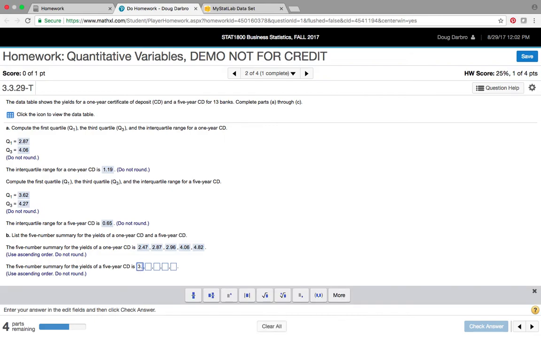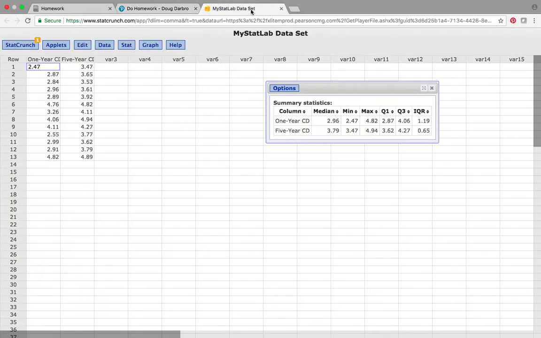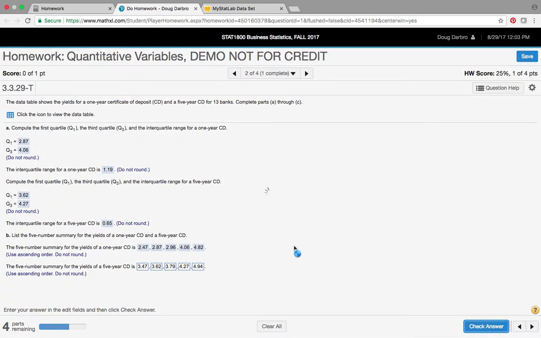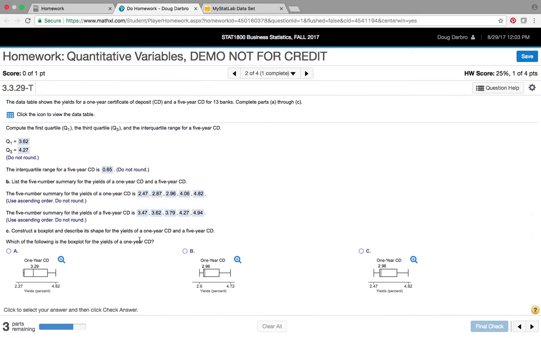So 3.47 and 4.94. I can get Q1 from above, 3.62. And I can get Q3, 4.27. And the median I just found, so the median is 3.79. All right, guys, easy stuff. All right, construct a box plot and classify the shape. Okay, so the 1-year CD. We want to do a box plot.